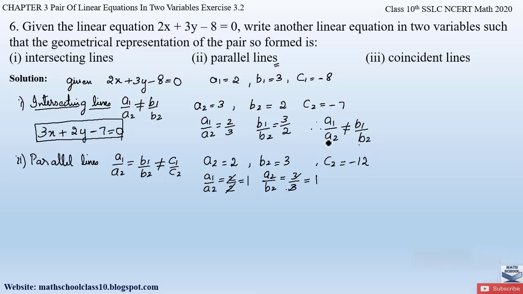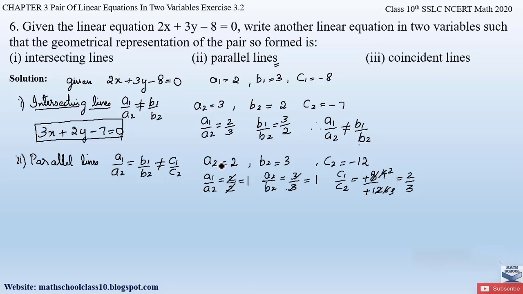Make sure that c1 by c2 should not be equal to a1 by a2. So if we take c1 by c2, here c1 value is minus 8 and c2 is minus 12. So this minus and minus will become plus, cancelling 2 4 times, 2 6 times, 2 2 times, 2 3 times. So we will get 2 by 3, that is not equal to a1 by a2 or a2 by b2. So this condition is satisfied for parallel lines.